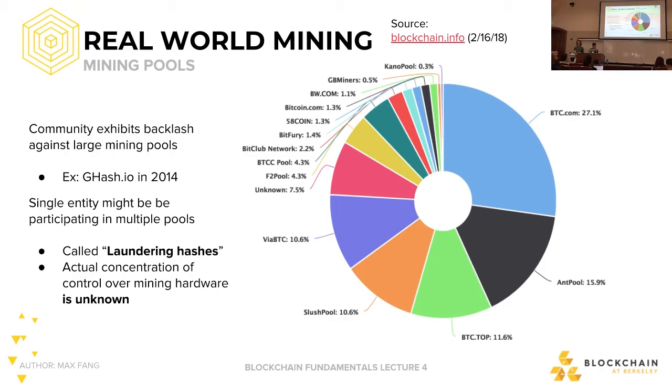Also something to note is laundering hashes. Right here we have a chart of all the current mining pools and how much mining power they have in the system. But you really don't know which entity each hash power comes from. So if I'm a miner and I own 50% of all the network's hash rate, I can split up my mining in multiple pools. I can put 20% in via BTC and then 30% in slush pool, and it'll be split up so no one can tell. And that's called laundering hashes.